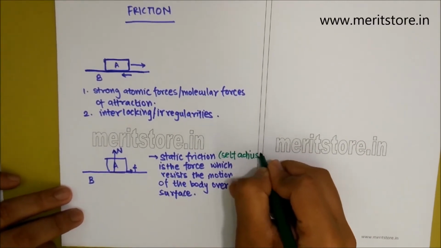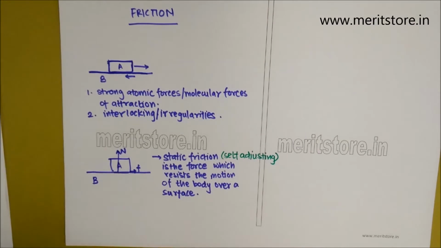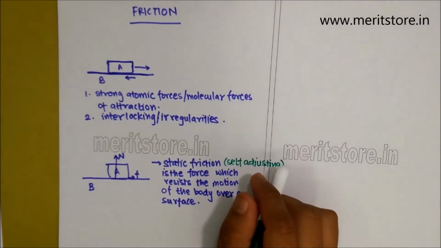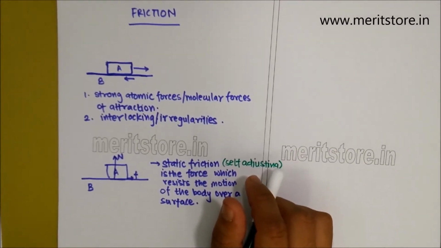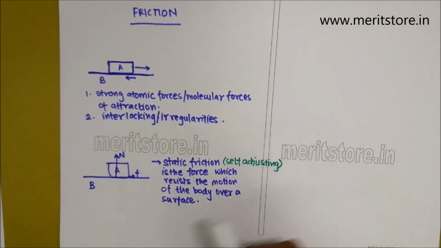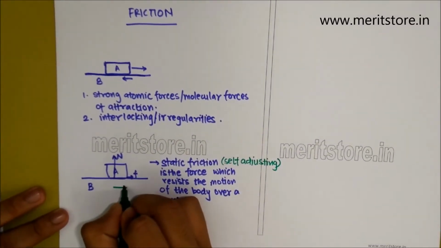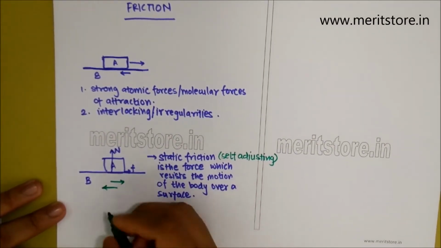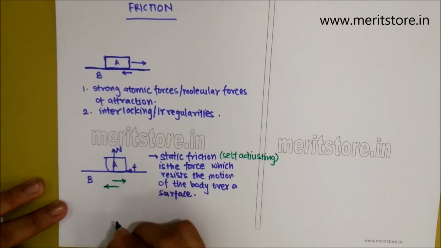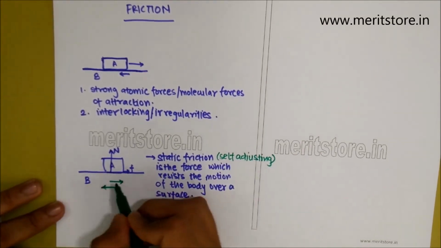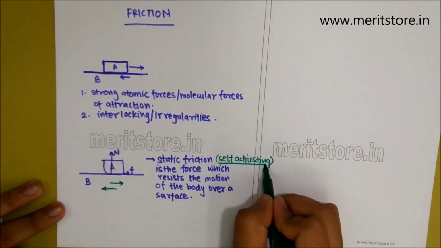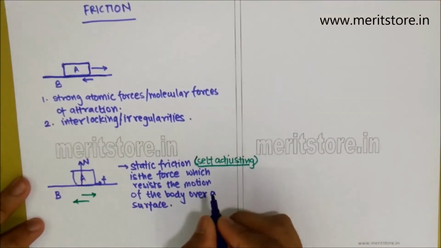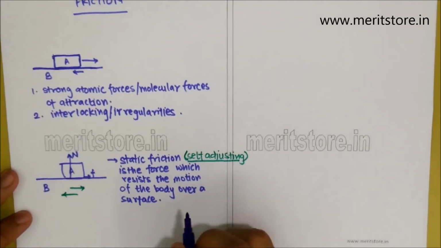So what do we mean by self-adjusting? A self-adjusting force is nothing but a force which comes into existence when we change the direction of the limiting force. Say for example, we have the limiting force in this direction. If we suddenly change the force in this direction, the magnitude of the force of static friction decreases, and therefore we call it self-adjusting. So as we've seen, static friction is the force which resists the motion of the body or surface.